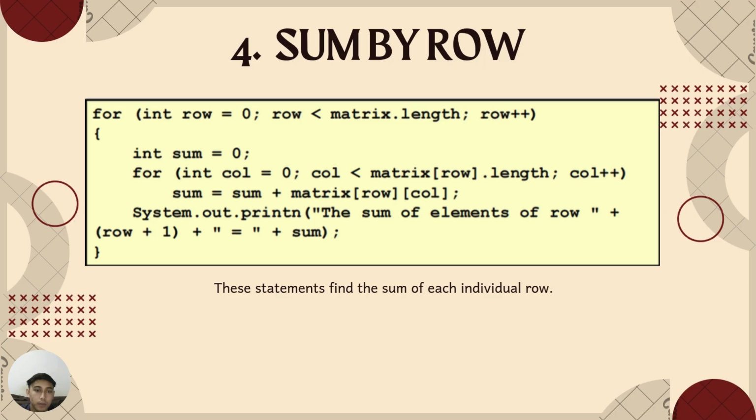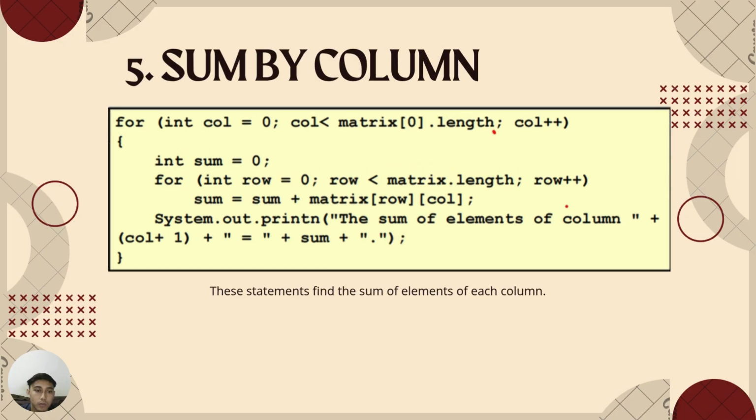Fourth is sum by row. We can calculate the total by looping through rows or columns. This statement finds the sum of each individual row. Fifth is the example. For example, to get the sum of a row, we add each element in that row. We can also find the sum of all the columns in a similar way.